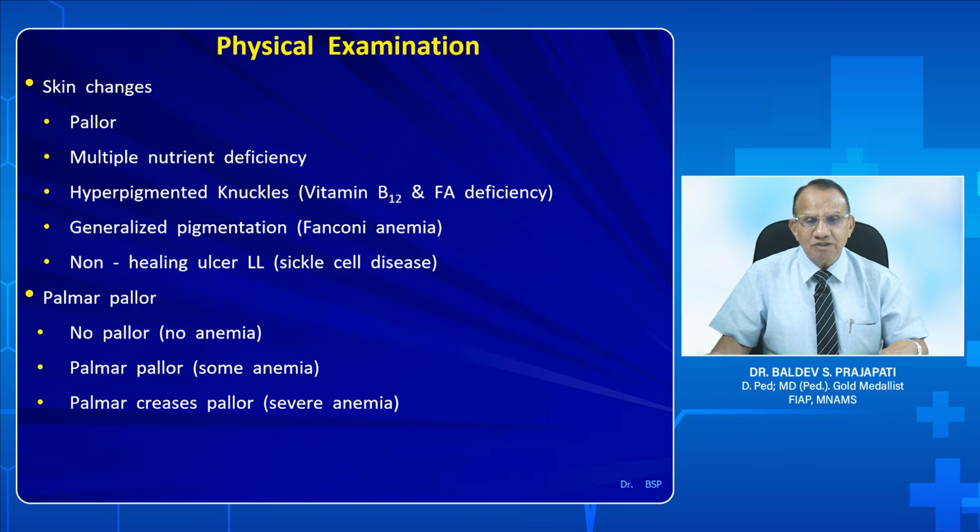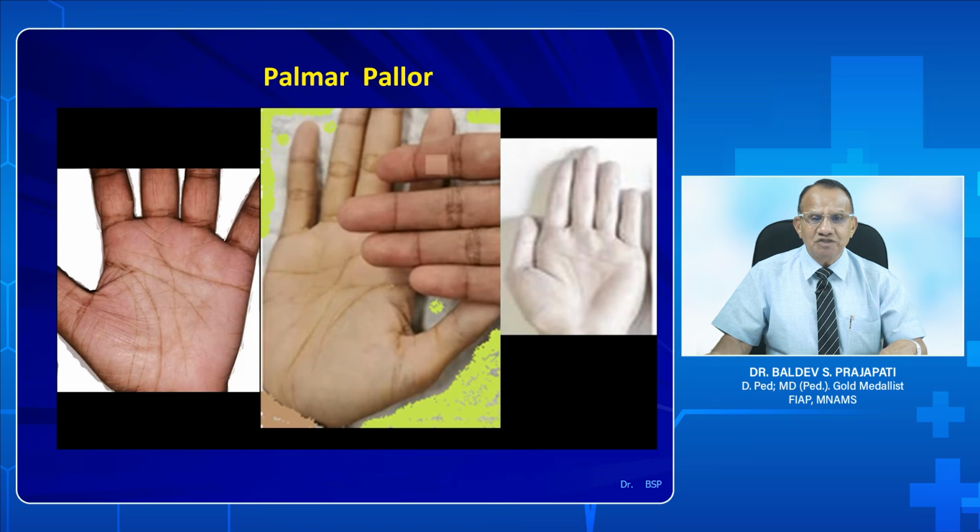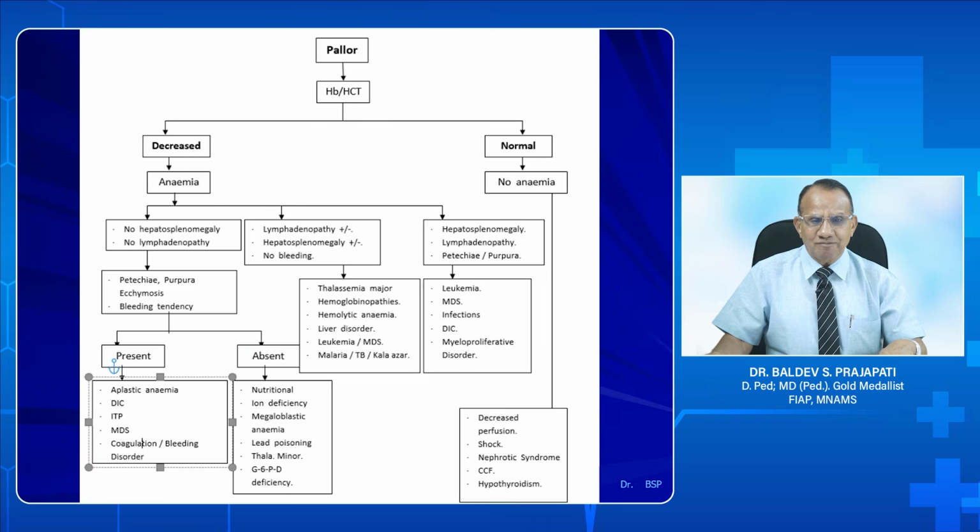Please always check for palmar pallor. No pallor means no anemia. You can check with this particular examiner who is non-anemic. If there is palmar pallor but creases are pink, it is some anemia. And palmar pallor with even the creases pale indicates severe anemia. It is a very simple but very reliable sign which we can even train our non-paramedic, I would say non-medical, people in, and this is the very common picture which can be shown to them.